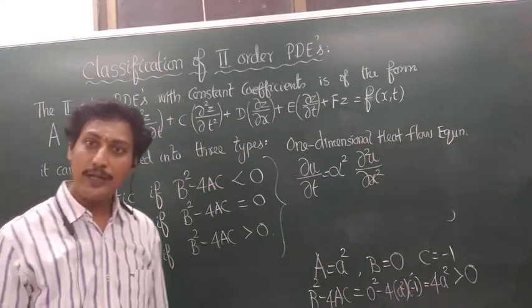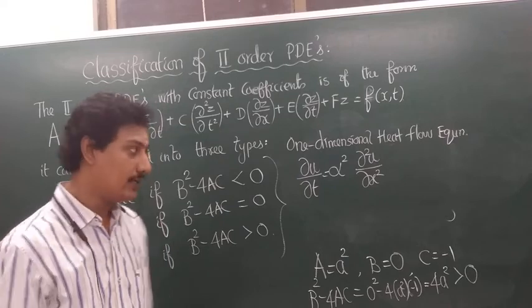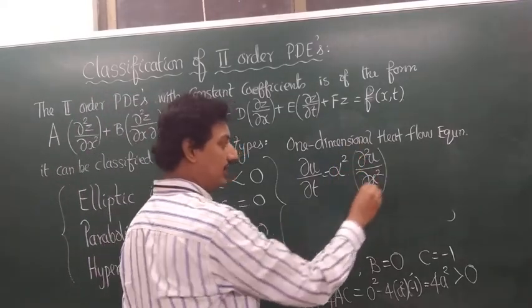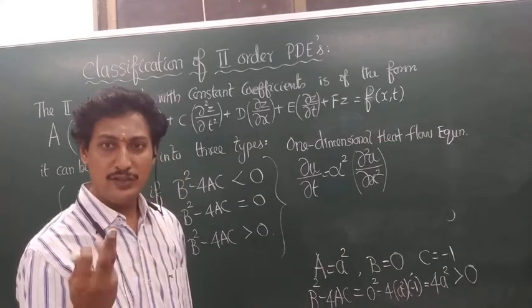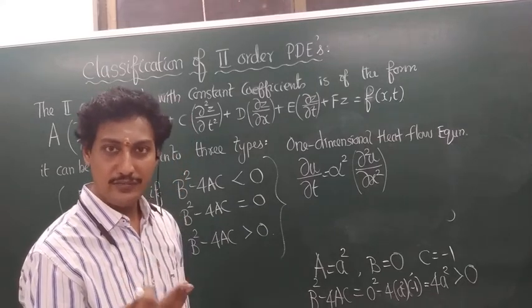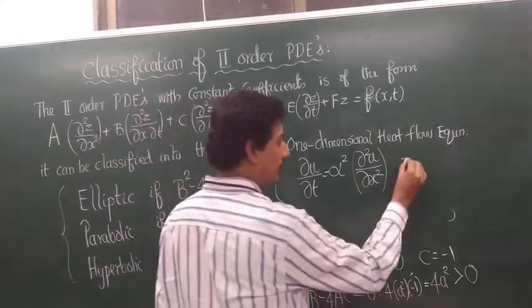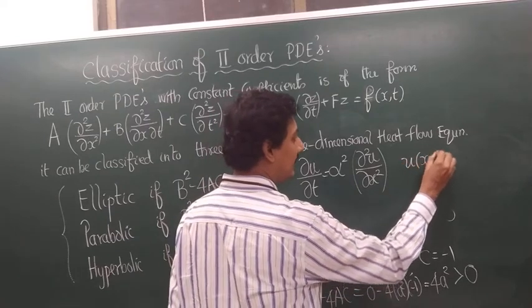Is this a second order partial differential equation? Yes, because I have a partial derivative up to the second order. What about the left hand side? It's first order. We don't bother about the first order partial derivatives. Right? So here u is a function of x comma t.